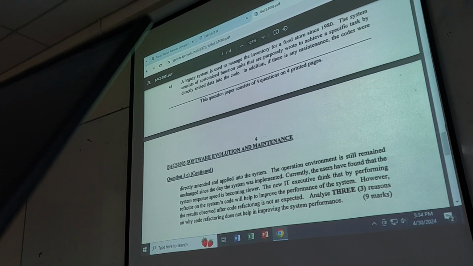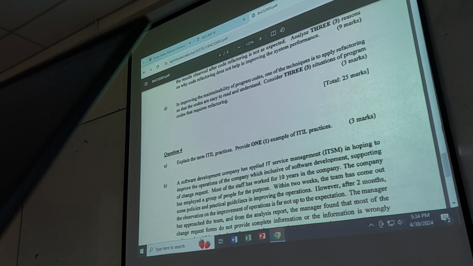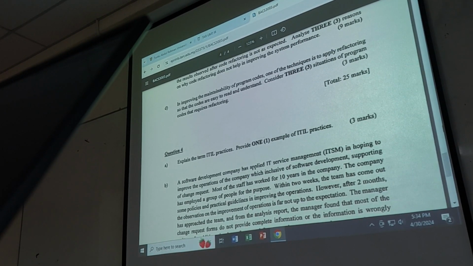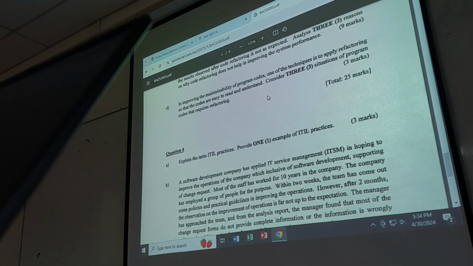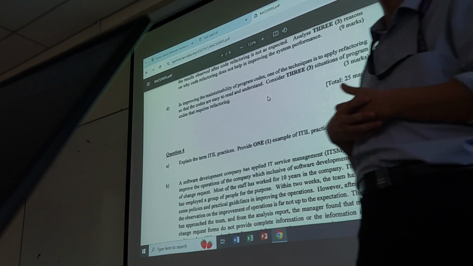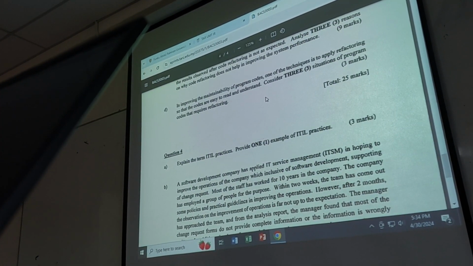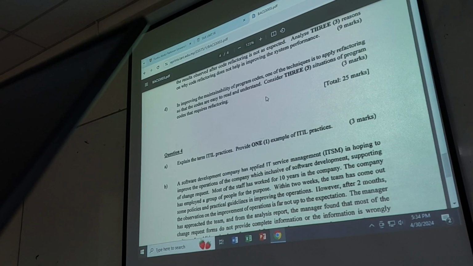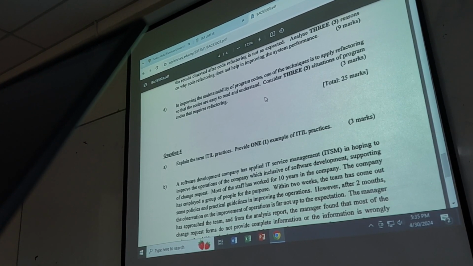Now we come to this one, 3 marks. Give me 3 situations of a program where the program needs to be refactored. Meaning in which situations this program requires refactoring. 3 marks, 1 mark each. So let's come back to here.